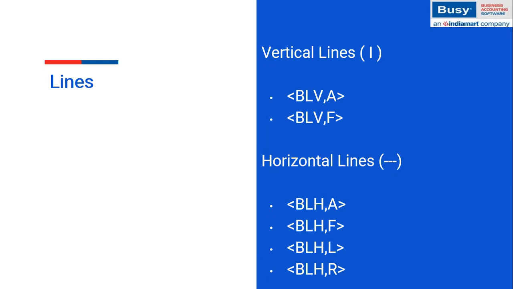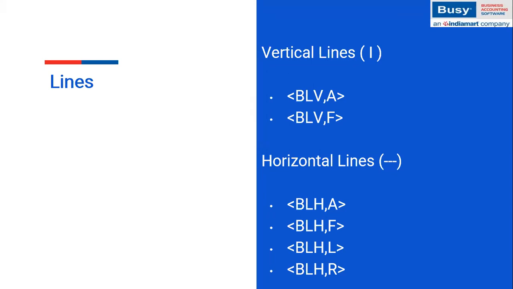If I call A, it will call the line till the text only. If I use F instead of A, it will print the full vertical line, whether the content is coming in half page or full page. It will print the line in full page. If I call A, it will print the line till text only.